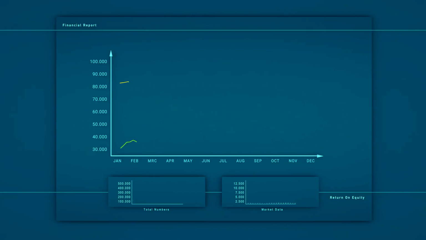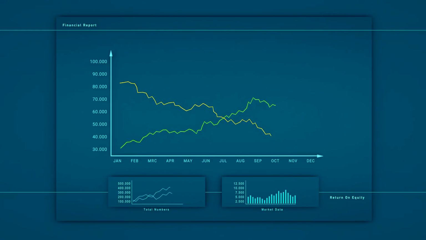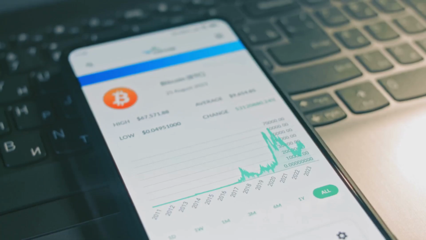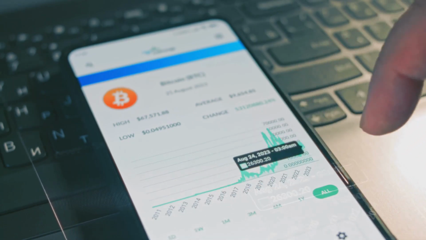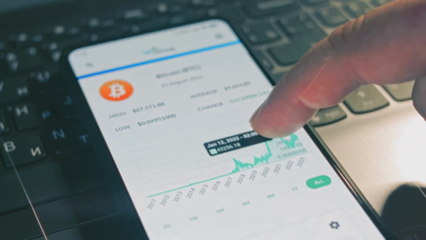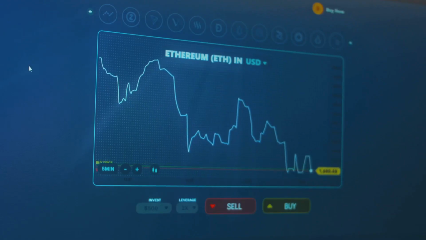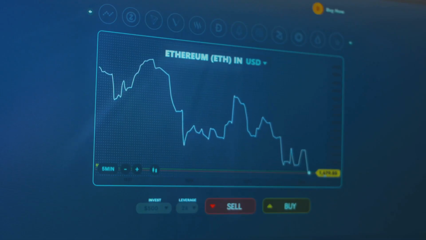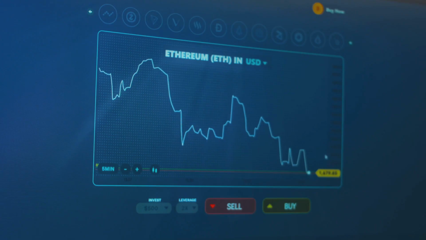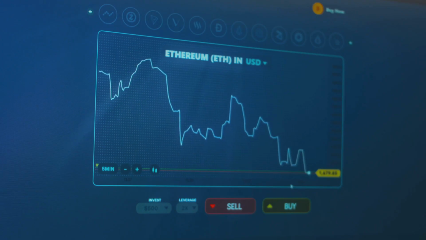The horizontal x-axis shows time, the progression of time marked out in regular intervals. This allows you to see how the price of an asset has changed over a specific duration. Minutes, hours, days, or months. You can often adjust the time frame to zoom in for short-term trading or zoom out for long-term investment analysis. The vertical y-axis shows price. This is typically displayed in your chosen currency like USD or EUR, and it indicates the value of the asset at any given point in time.